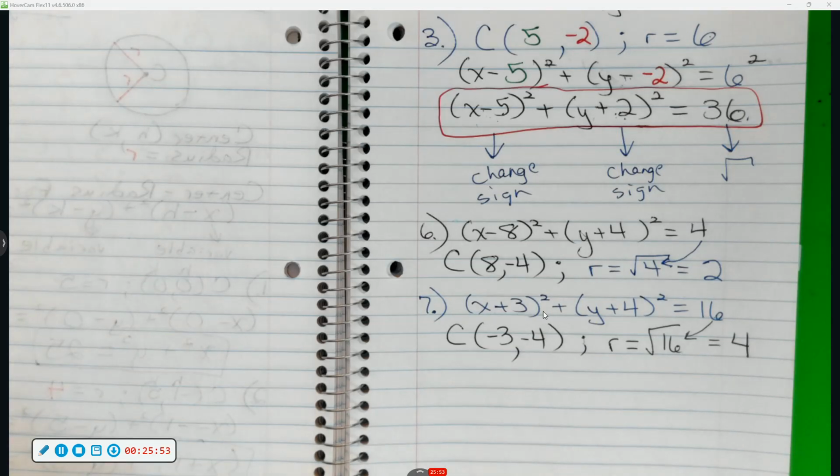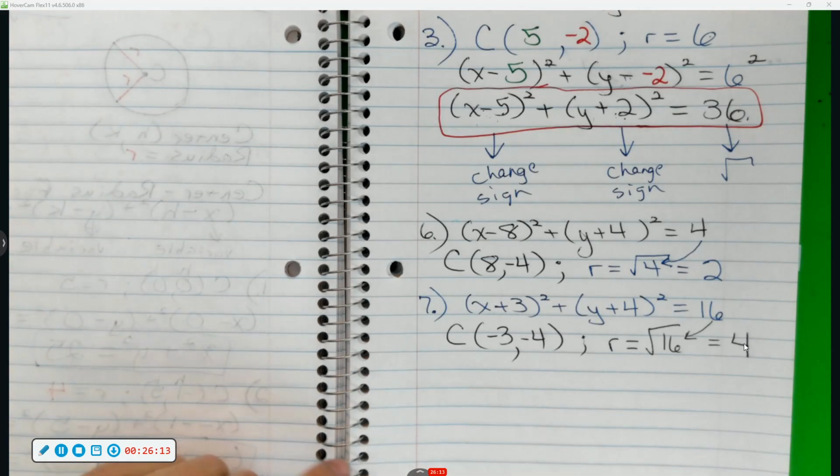So anyway. Can I coerce y'all into agreeing that when you have this equation in the center radius form with the parentheses, it's pretty easy to find the center and the radius? Change the sign, square root. Now, change the sign, square root.